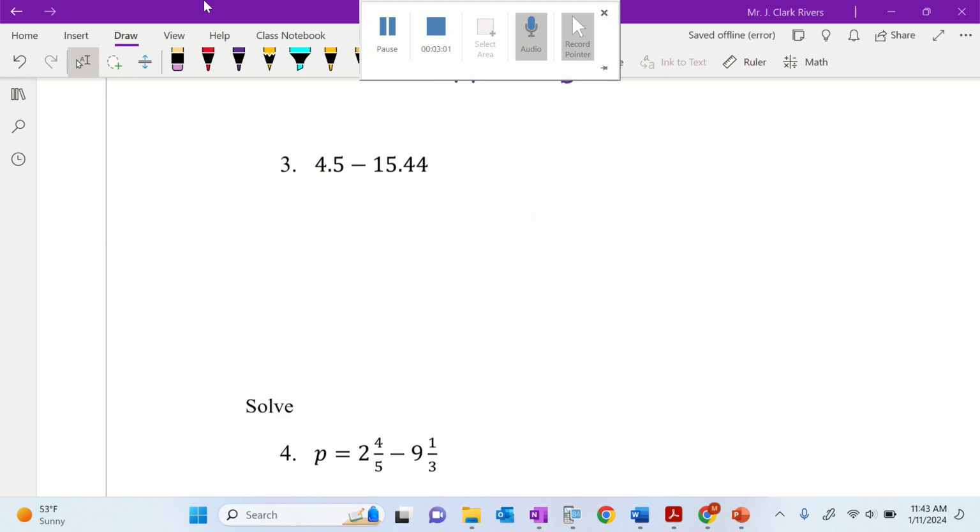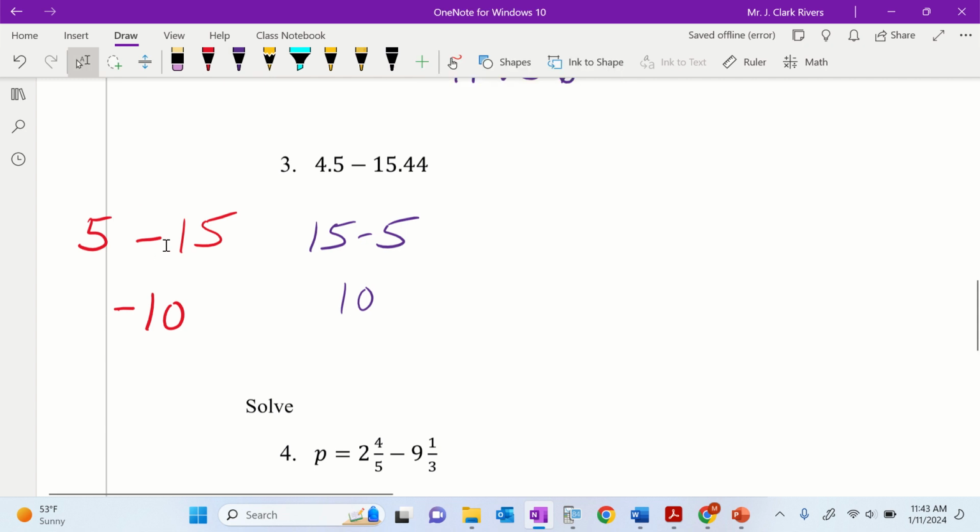On to number 3. 4.5, I'll make that 5 in my estimate. Minus 15.44, I'll make that 15. So 5 minus 15. That is negative 10. Now, again, you're probably not even thinking about this, but your brain probably thinks 15 minus 5 is 10. And this is the same thing as 15 minus 5, but it's the opposite sign. So 5 and 15, they're 10 apart. The number with the larger absolute value, which is negative 15, lets you know what the sign of the difference is going to be here. So anyway, 5 minus 15 is negative 10.